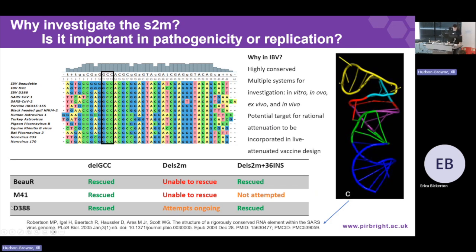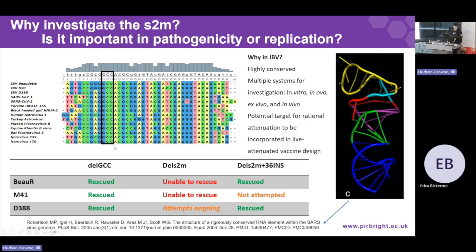My project focuses on 3 strains of IBV. Beaudette, which is a heavily lab-attenuated strain that doesn't cause clinical disease, and M41 and D3A, which are both pathogenic to varying degrees and are also endemic in the UK.